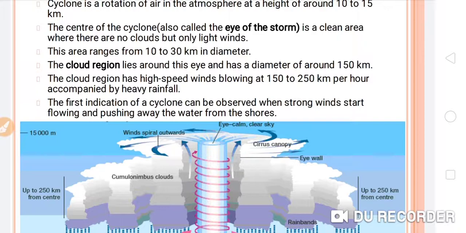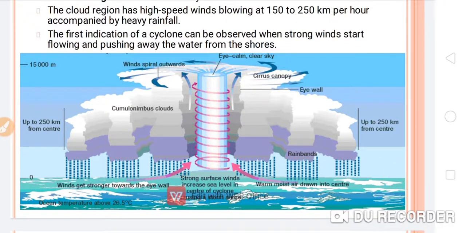The cloud region has high speed winds blowing at 150 to 250 kilometers per hour. That is very high speed, accompanied by heavy rainfall. The first indication of a cyclone can be observed when strong winds start flowing and pushing away the water from the source. You can see in this figure everything is given: the wind speed, the wind spiraling outwards, the eye, and the eye wall. So all this information is given in this figure.